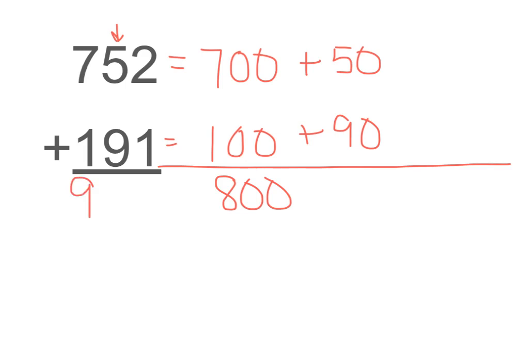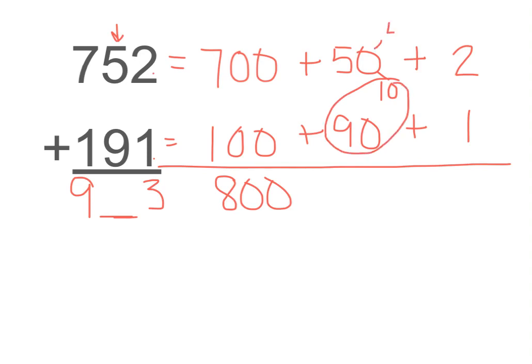Now, look in the ones column. Do you know what 2 plus 1 equals? Yes, it's 3. So the only number we don't know again is the tens place. So let's keep solving and find out. 90's partner is 10, so let's give it the 10 and leave the 40 behind. So plus 100 plus 40 plus 3.